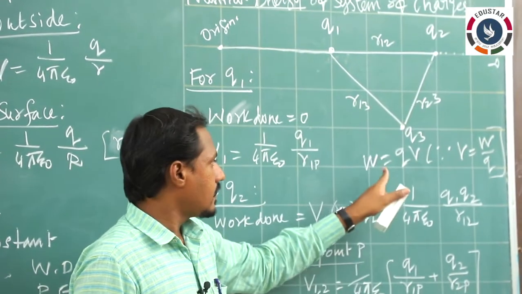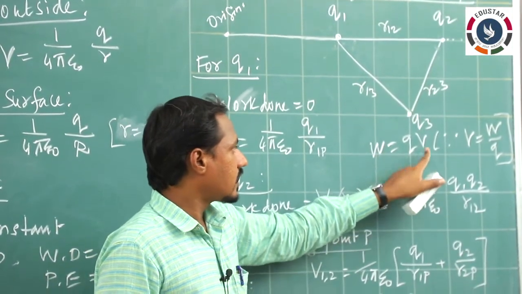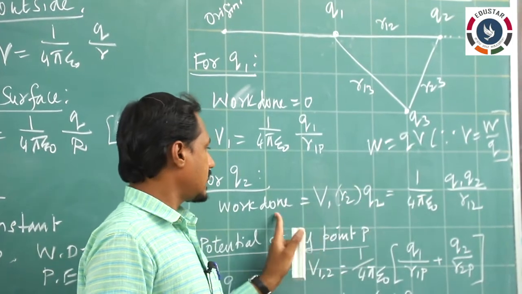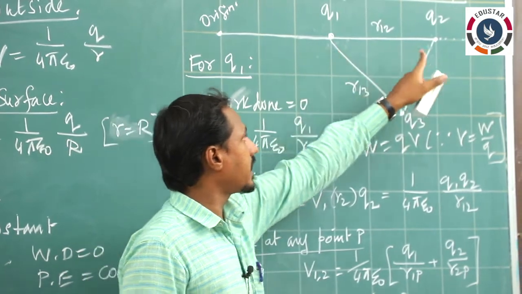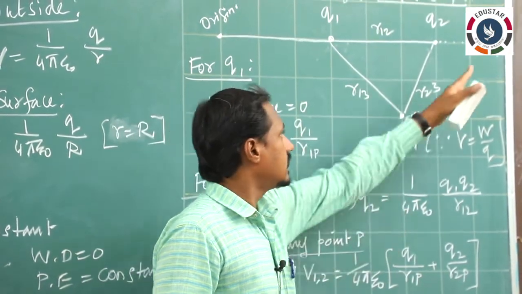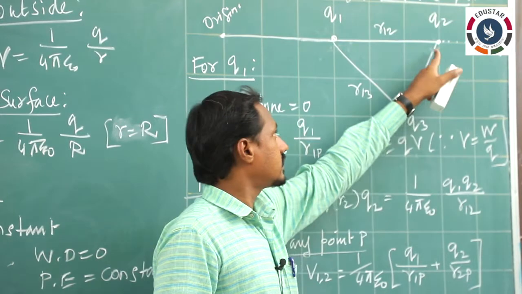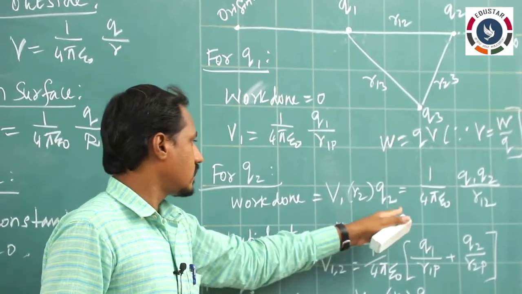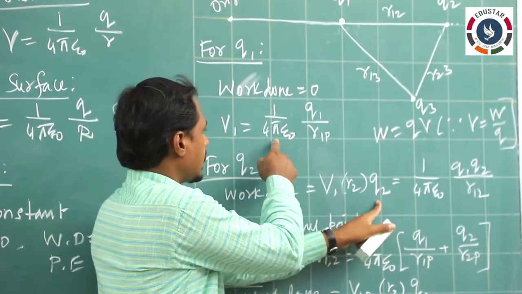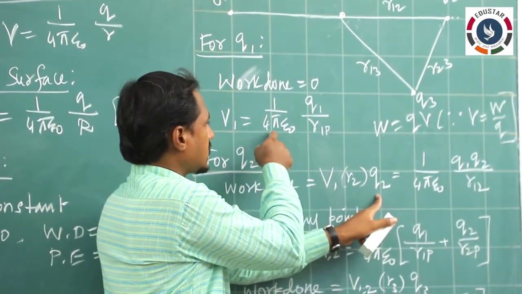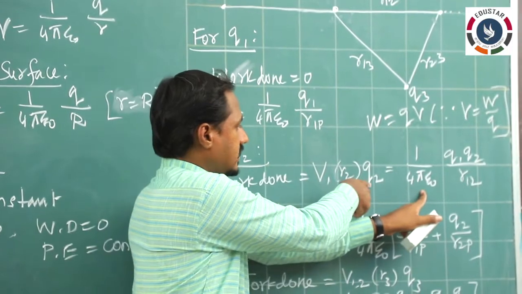So, simply W equals QV or VQ. Work done we write the same way. Here the potential is due to the first charge at the point R2, and Q2 is the charge moving from infinity to that point. So, we can write work done equals V1 of R2 into Q2. Here V1 of R2 is the potential due to the first charge, and the second charge is there.